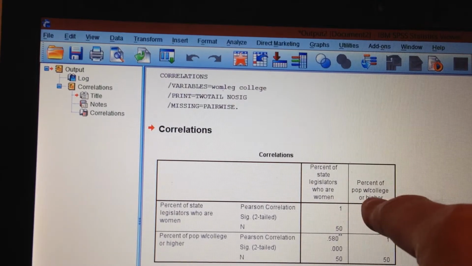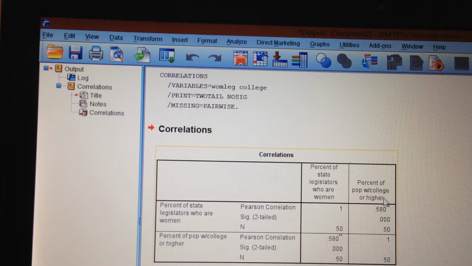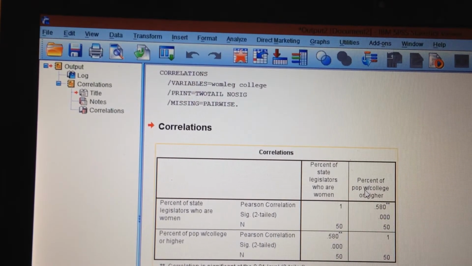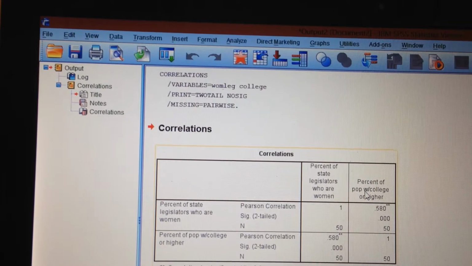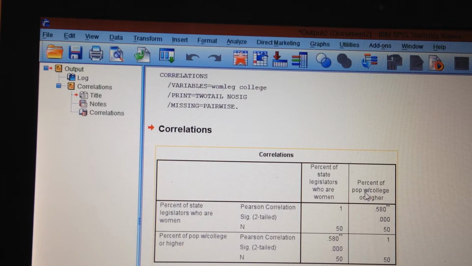So let's say that Virginia right now has 70% of the population with a college degree. Let's say in 10 years, in 2025, 75% of the population will have a college degree. We know that's going to mean a higher percentage of state legislators who are female, but we'd kind of like to know how much more.